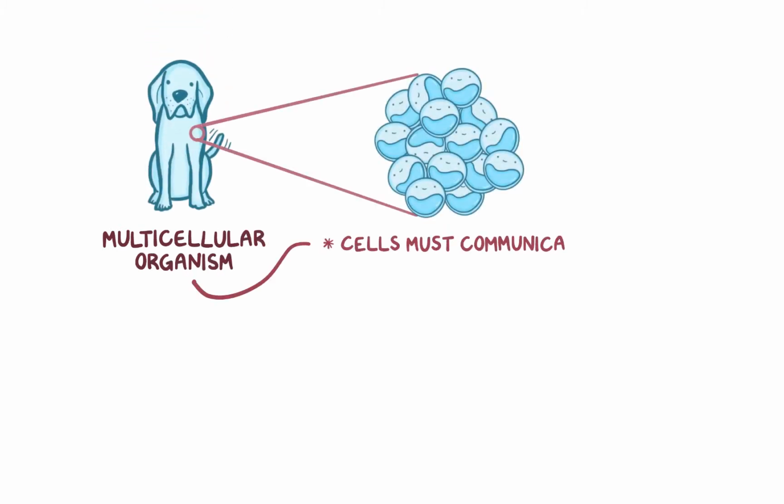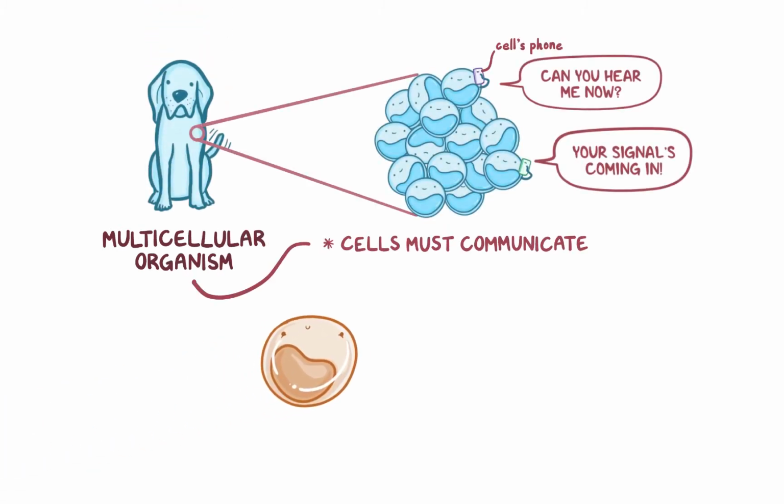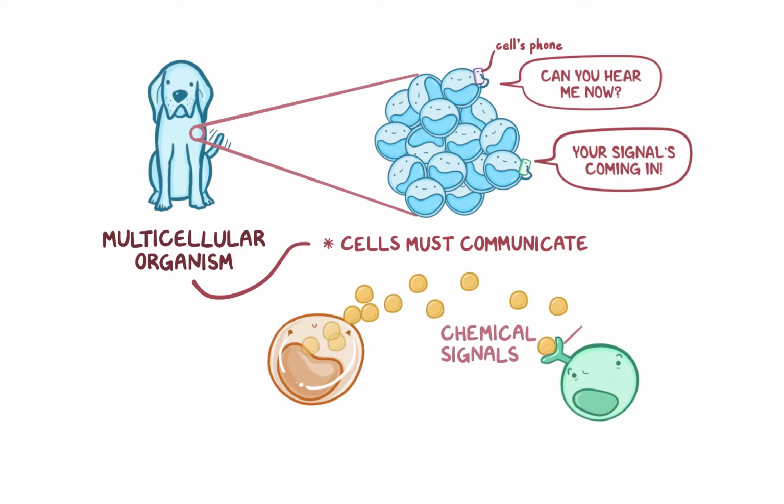To make a multicellular organism, cells must be able to communicate with one another, and to do it, cells often send out tiny chemical signals that act on the receptors of other cells.